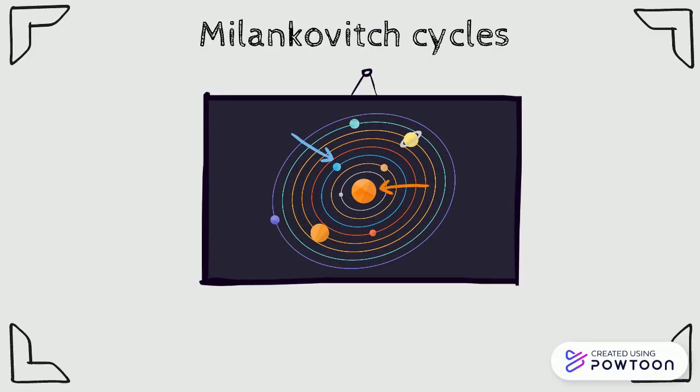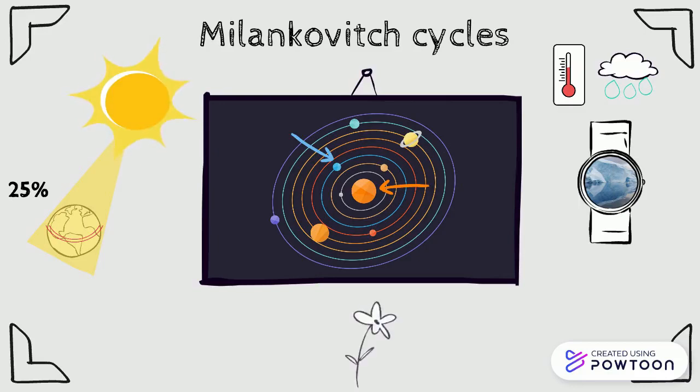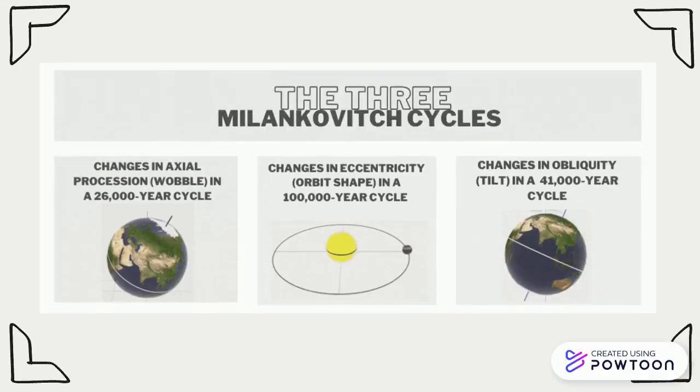These changes cause a variation of a maximum of 25% in the incoming solar radiation at Earth's mid-latitudes. Together, the three Milankovitch cycles are strong contributors to Earth's long-term climate and determine the start and end of the ice ages. So, the fact that the Earth currently has a climate suitable for all current life is partly due to these cycles. The Milankovitch cycles are determined by variations in three types of parameters.